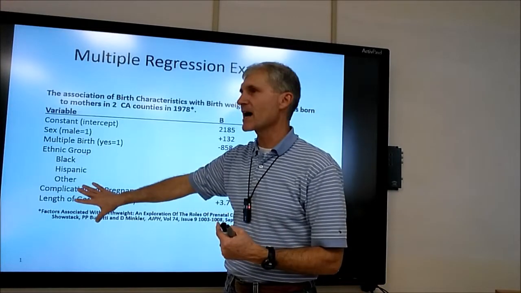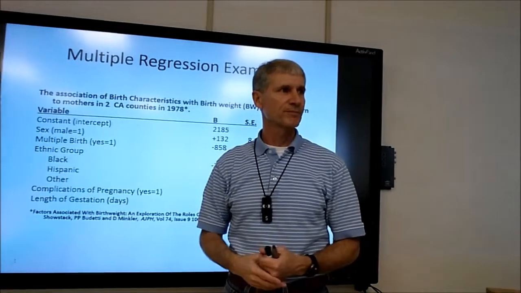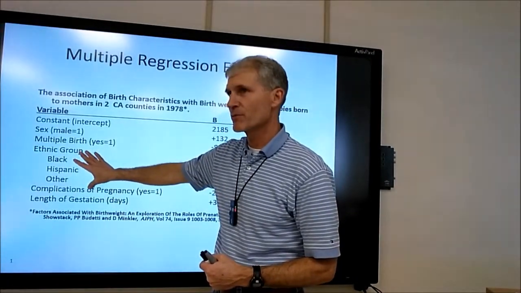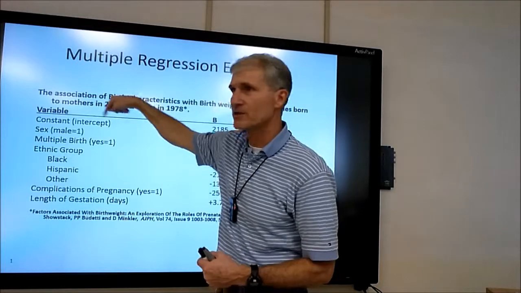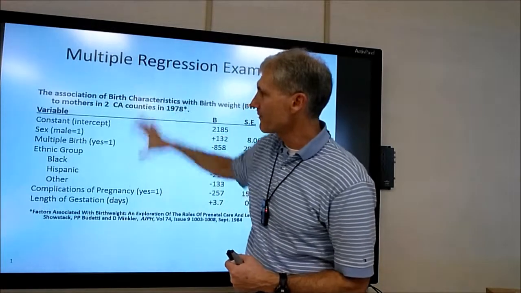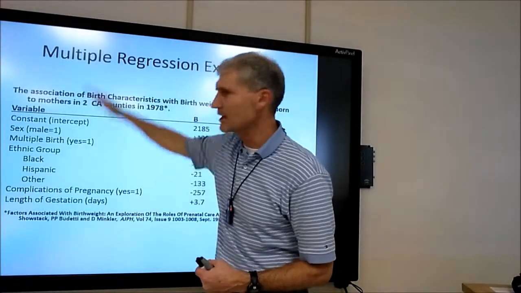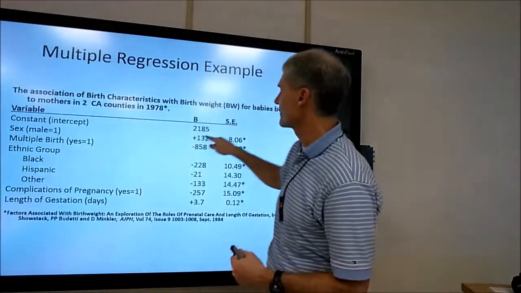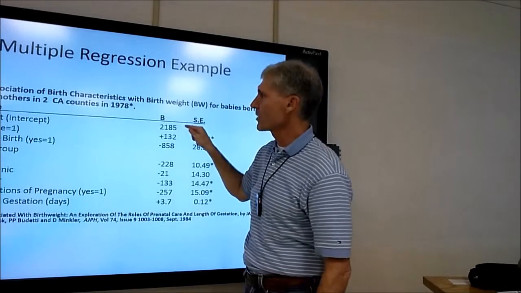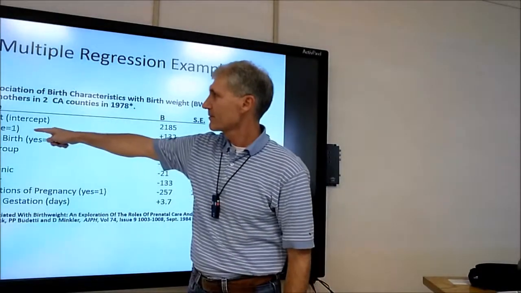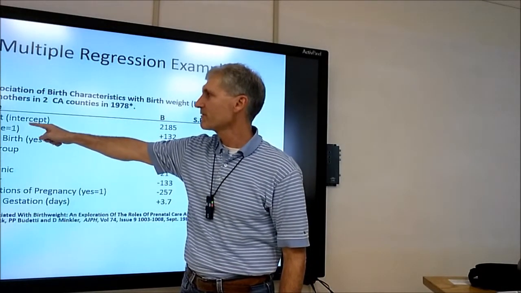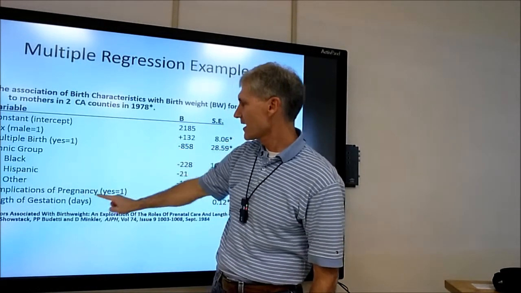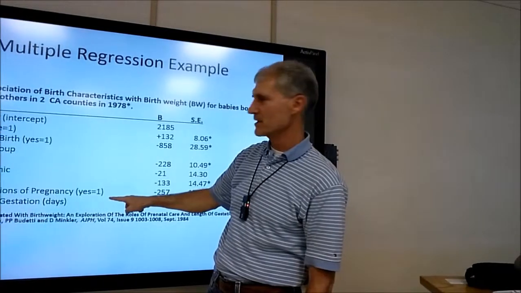So the one that's left out is known as the reference group. Right? So these are then compared to the reference group of white, which becomes part of the intercept. So the reference group is when all of these are 0. Right? So 2185, this number represents the birth weight of a white female, not a twin, and no complications in pregnancy.